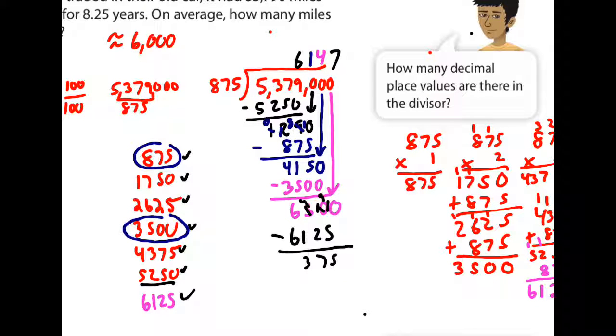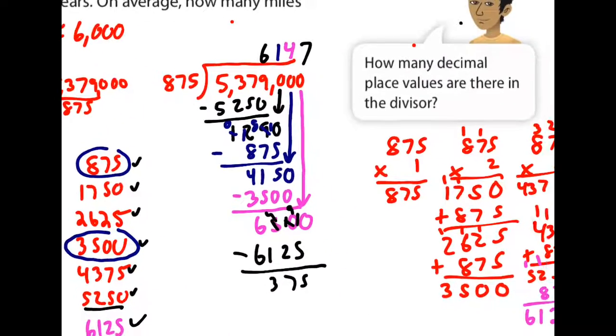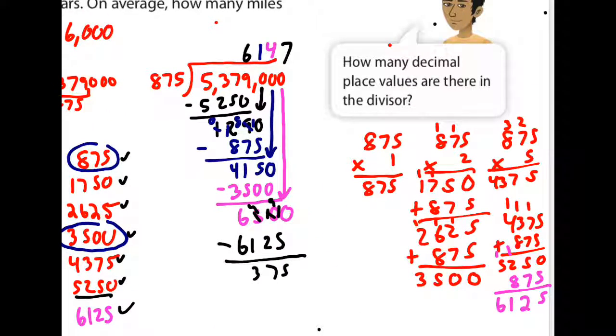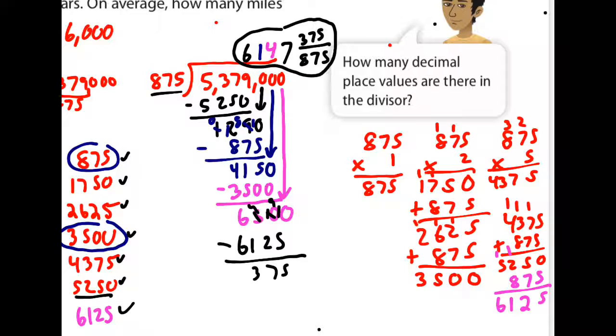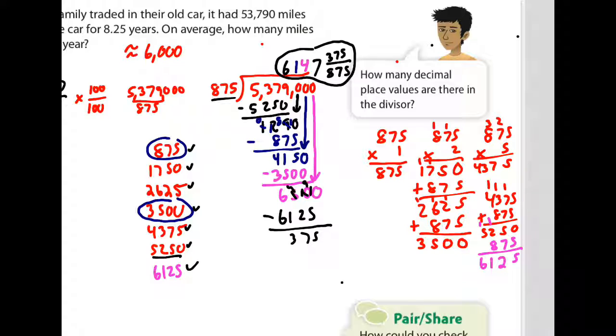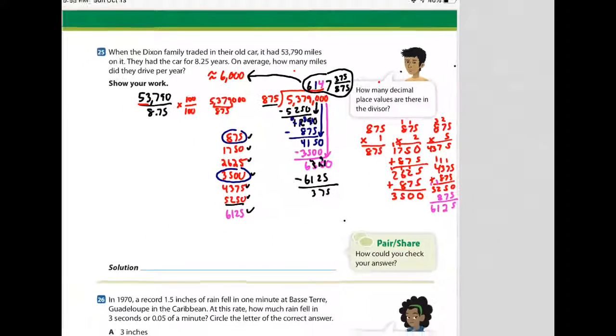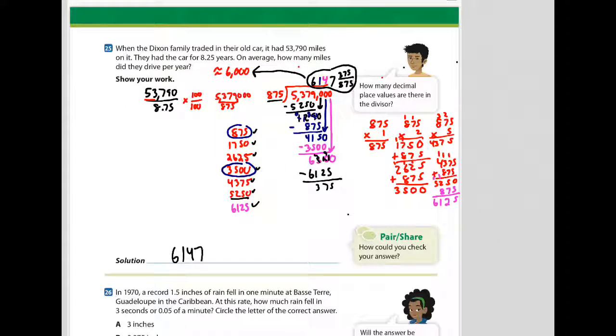All right, so at this point, we'll stop it up there, and because there's no more zeros to bring down, we're just going to make it a mixed number. So take the remainder, 375, and we use the 875 as our denominator. And that is going to be our answer where we stop, so we just don't keep going on and on and on forever in this problem. And I know my answer is reasonable because it's about 6,000. All right. Let's just round it to 6,147.